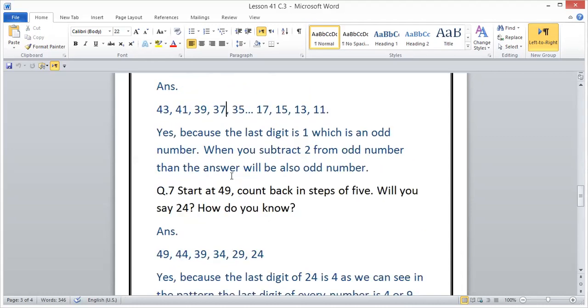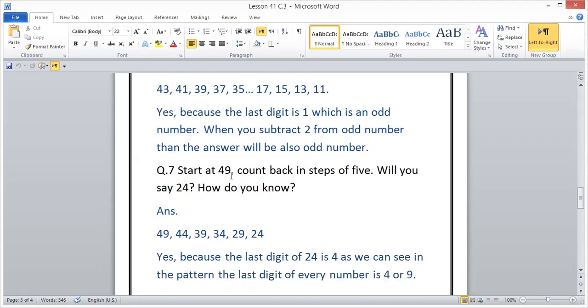So question number 7 was: start at 49, count back in steps of 5. Will you say 24? From 49, you subtract 5. This is 44, this is 39, then 34, then 29, and 24. So when you keep subtracting 5, or keep counting back from 49 in the pattern, you get to know that you will reach 24.